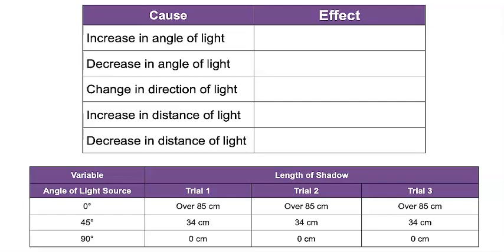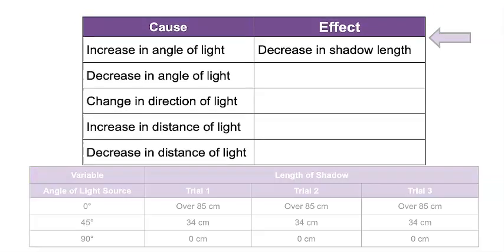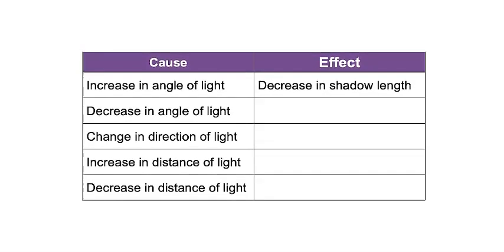Let's compile our observations into a chart. We will use our data to summarize causes and effects. Let's do the first cause and effect together. The cause was an increase in angle of light, and the effect was a decrease in shadow length. Nice work! For your task today, you will complete this cause and effect chart.